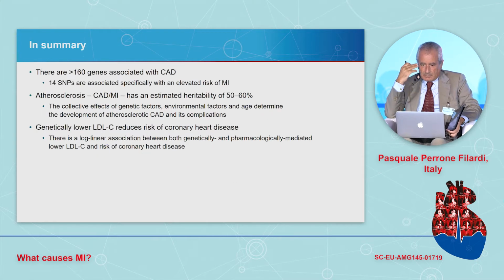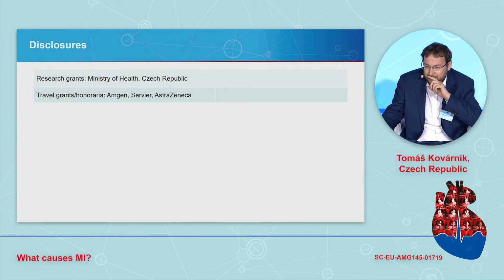So in summary, there are more than 160 genes that are associated with coronary artery disease, and 14 of them are specifically linked to an increased risk of myocardial infarction. Definitely, atherosclerosis has a heritability that can be estimated at 50 to 60%. And this is the result of a collective effect of genetic factors, epigenetics, and the development of atherosclerosis, and therefore its complication. And as we have seen, genetically lower LDL very substantially reduces the risk of coronary artery disease, and there is a log-linear association between genetically and pharmacologically mediated lower LDL and the risk of coronary artery disease. So these are my disclosures.